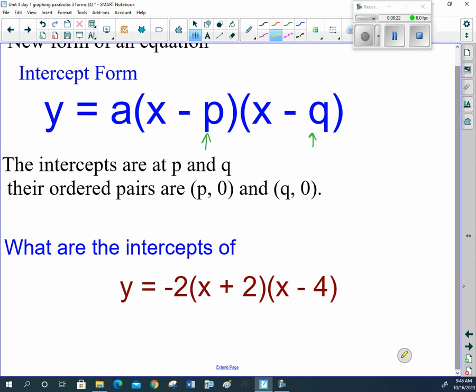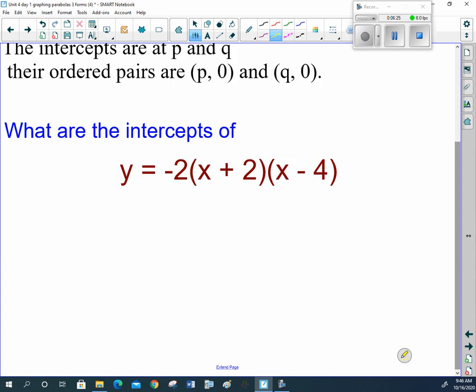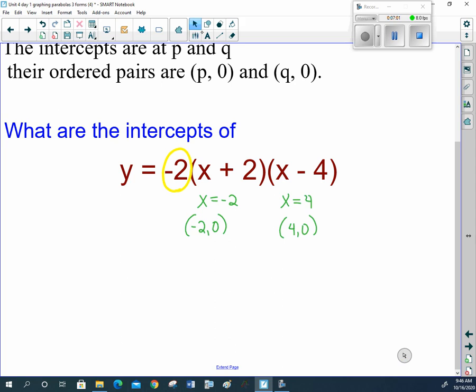So in this particular problem, we've got y equals negative 2 times (x plus 2) times (x minus 4). What I know from this is x is going to equal negative 2, and from this parenthesis, x equals 4. So what it's telling me is (negative 2, 0) is an intercept, and (4, 0) is an intercept. And my a is negative 2, so my graph is facing down, and it's going to have a vertical stretch. So it's going to look a little thinner.